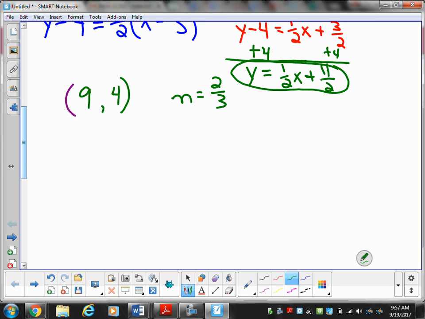All right, we're going to do this one together. Same kind of problem. Remember to label x1, y1. So again, y minus 4, because y1 is 4, equals m is 2/3, x minus 9, because x1 is 9. So it's just plugging in where x1, y1, and m go.